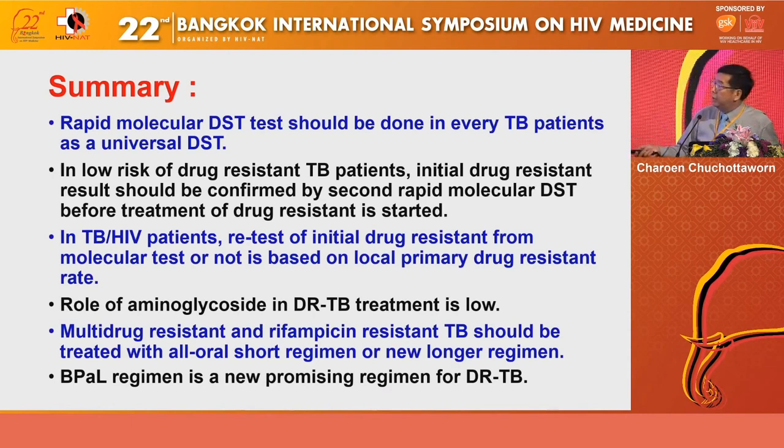And we should not be using it. For multidrug-resistant or drug-resistant TB, we should use the all-oral short regimen or the new longer regimen as first-line. And BPaL or the NiX regimen is promising. It's a new promising regimen for drug-resistant TB because the 3 drugs can cover all resistance types, even mono rifampicin resistance. Thank you very much. Sorry, over time.